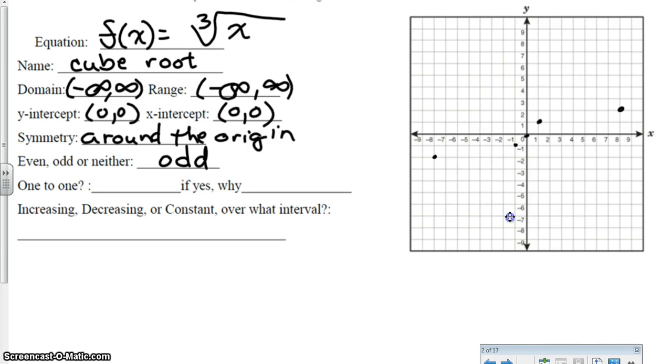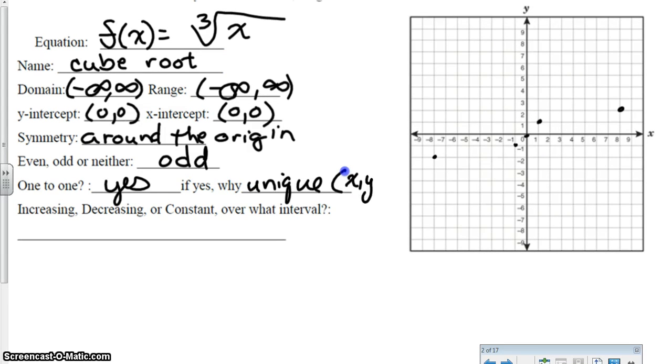Now, is it a one-to-one function? That means for every x, do you have a unique y? And for every y, do you have a unique x? And the answer is, of course, yes. Okay? And that is because every coordinate pair is unique.